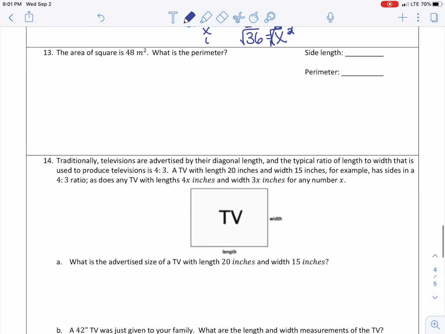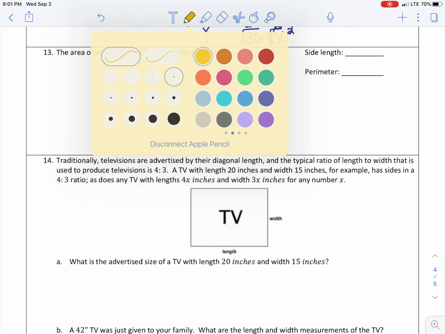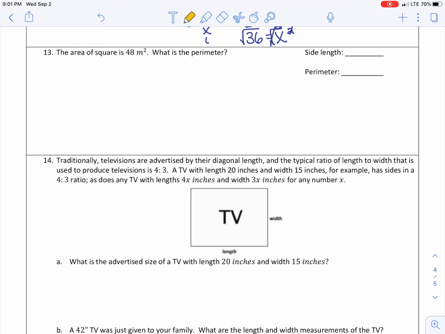Okay. Number 13, we're actually not going to use the Pythagorean theorem. It's just a little tricky because this is the Pythagorean theorem unit or lesson, but we're not going to use that. So let's make a square. See if I can make it actually straight. Not too bad. Okay, so we have our square. And the area of the square is 48 meters squared. Now, the area of a square is the side length squared. Okay, so we have our sides, and they're all going to be the same. We've already talked about how a square has all congruent sides.